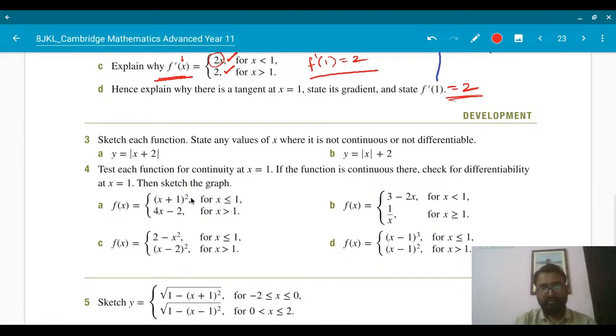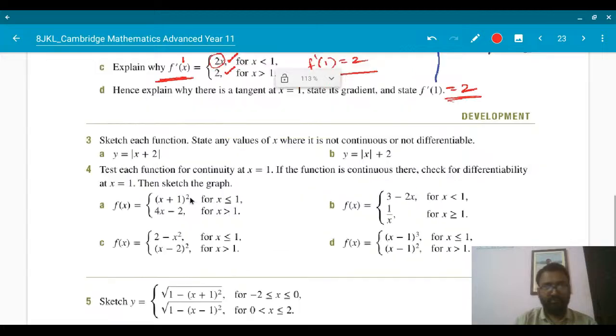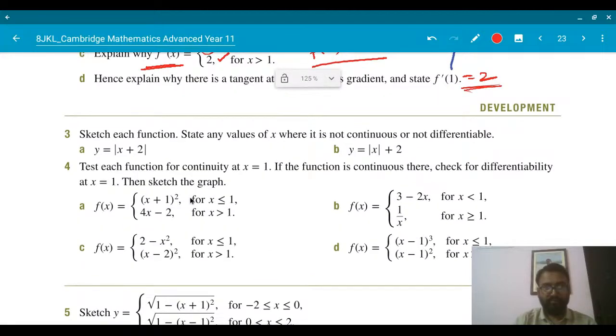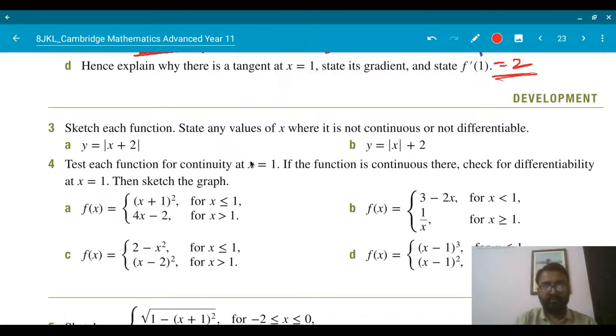So next, you have to plot these two. Here, sketch each function. So you should know the sketching of, I think we learned the sketching of parabolas in depth. There is a turning point, parabola upward, downward, left, right, each and everything. What about the special functions? Mod x plus 2. Do you know how to plot it?